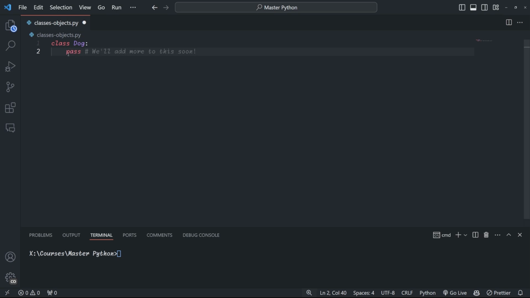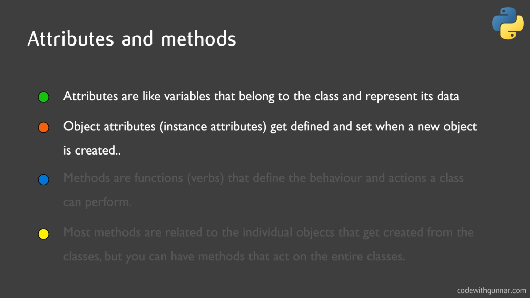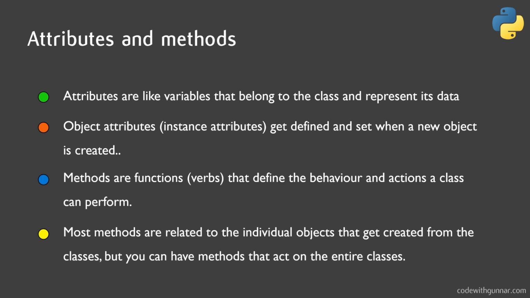Now classes can have two main types of members. They can have attributes and methods. The attributes are like variables that belong to the class. They represent the data or the state of an object. And the methods are functions or verbs that belong to the class. They define the behavior or actions an object can perform.